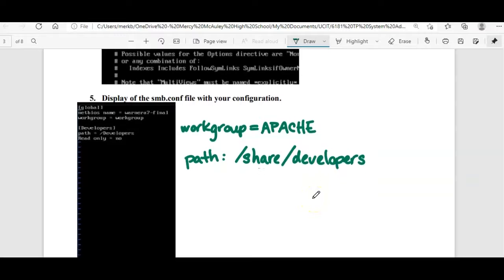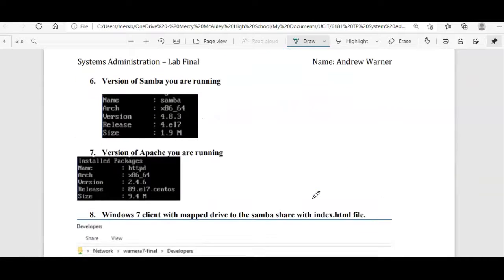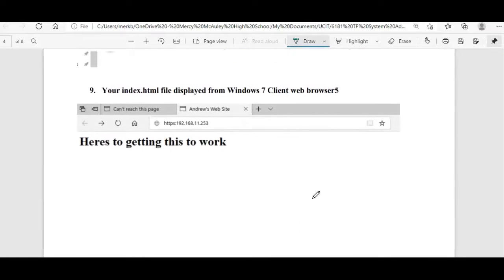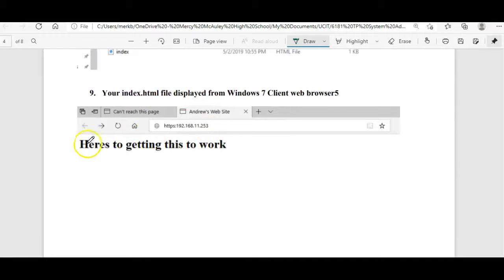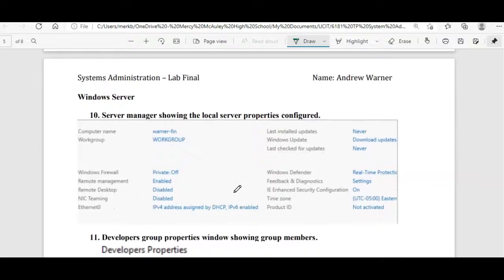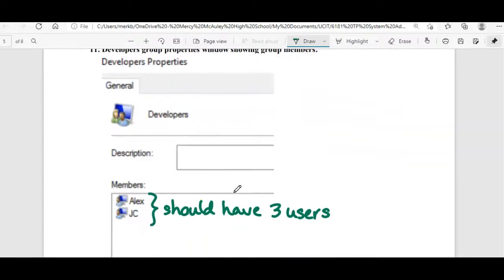Lost 3 points there. He was on a pretty good streak for screenshots 6, 7, 8, and 9. Those all look just fine. I kind of liked his first web browser here that says, here's to getting this to work, even though it has some grammatical errors in it, but he was sure trying, and I appreciated that. Number 10 was fine. Number 11 had a problem again. It was supposed to have 3 users, and I only see 2 right here, so I took 2 points off.